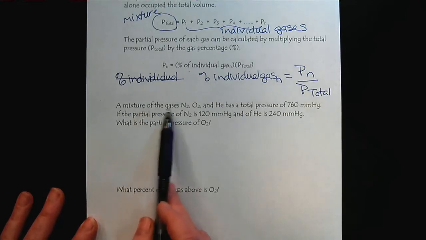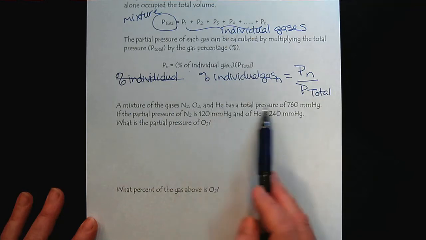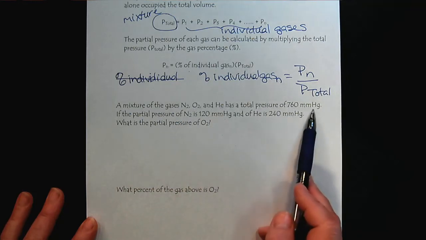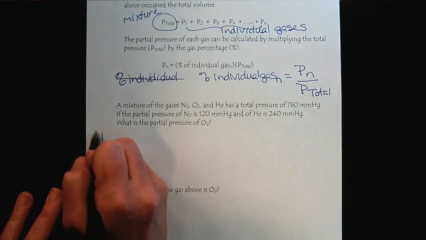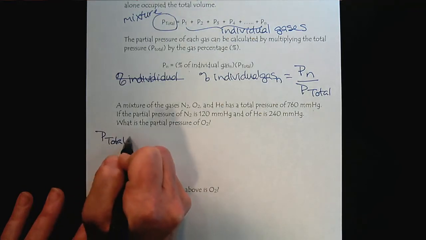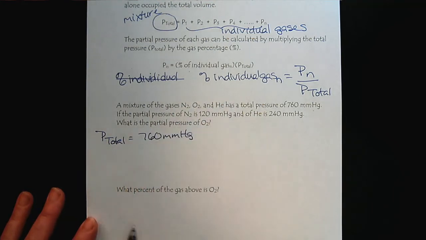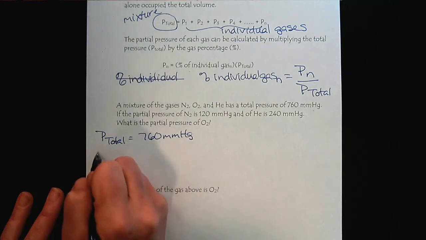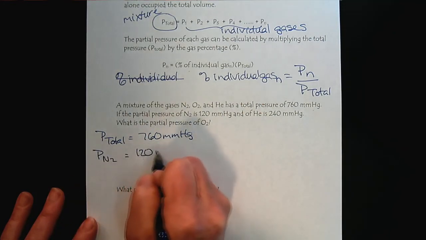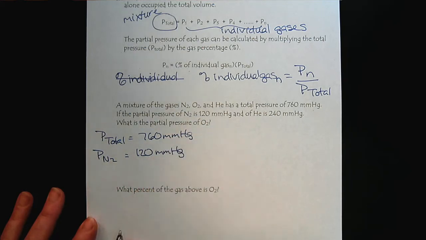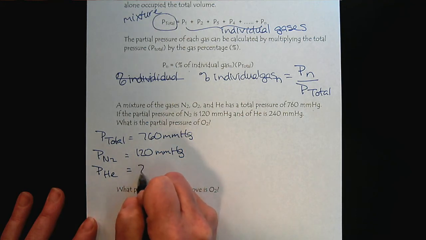So we have a mixture of gases. There's nitrogen, oxygen, and helium present, and the total pressure is 760 millimeters of mercury. So the P total is 760 millimeters of mercury. Now the partial pressure of the nitrogen is 120 millimeters, and the partial pressure of the helium is 240.